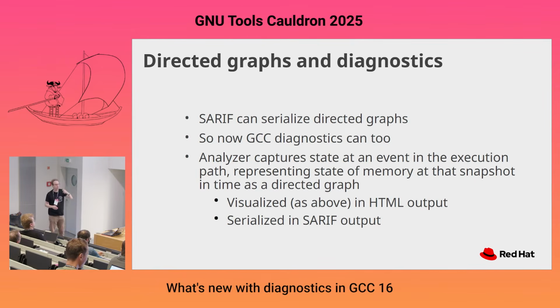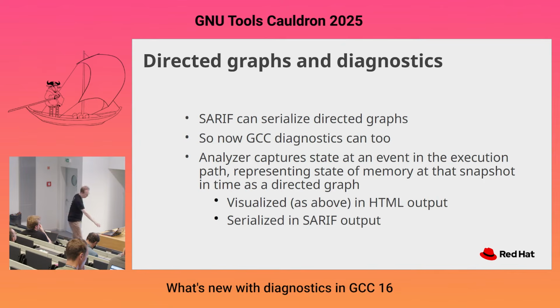The way this works internally is that part of SARIF's vocabulary is that part of the specification lets you capture directed graphs in the JSON. And so we can serialize that. As of GCC 16, any diagnostic and any event within a diagnostic path can have directed graphs associated with it, along with what the meanings of the nodes and the edges are. And also nodes can be nested.